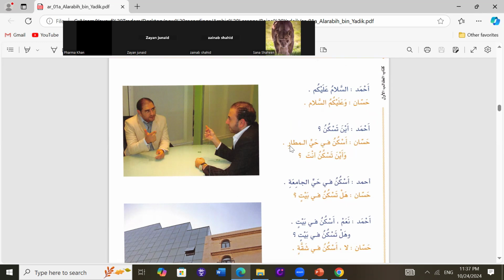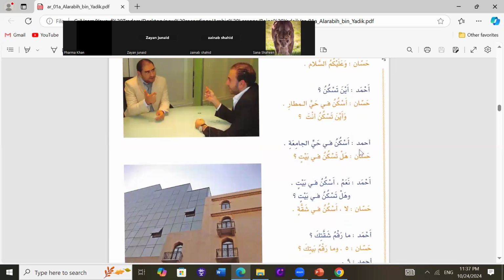Near the airport? Askunu fi hayyil matar. It might be, but not near, around the airport. Or we can say closer to the airport. Askunu fi hayyil matar. Wa aina taskunu anta? And where do you live? Askunu fi hayyil jamia.